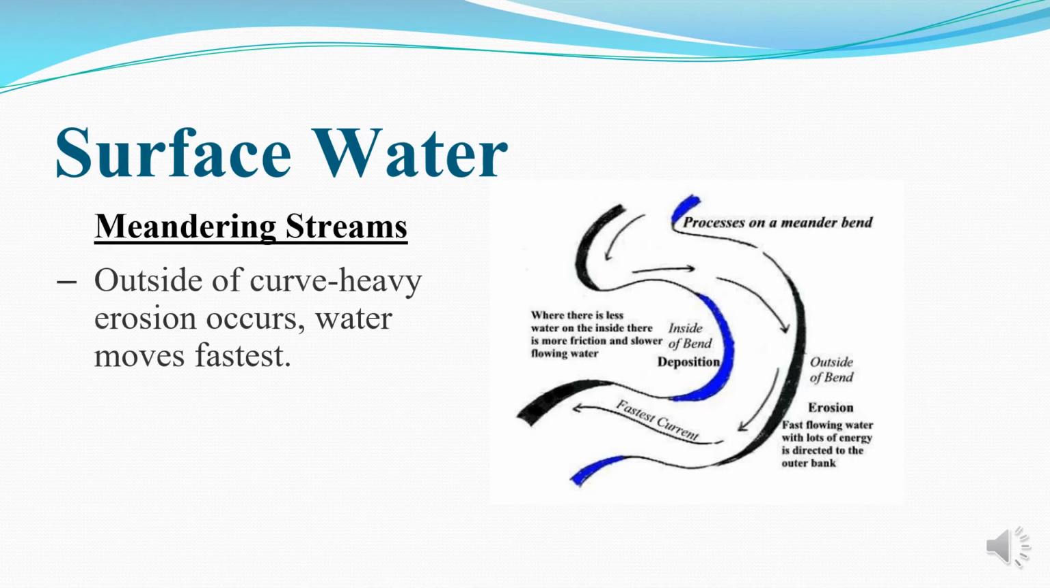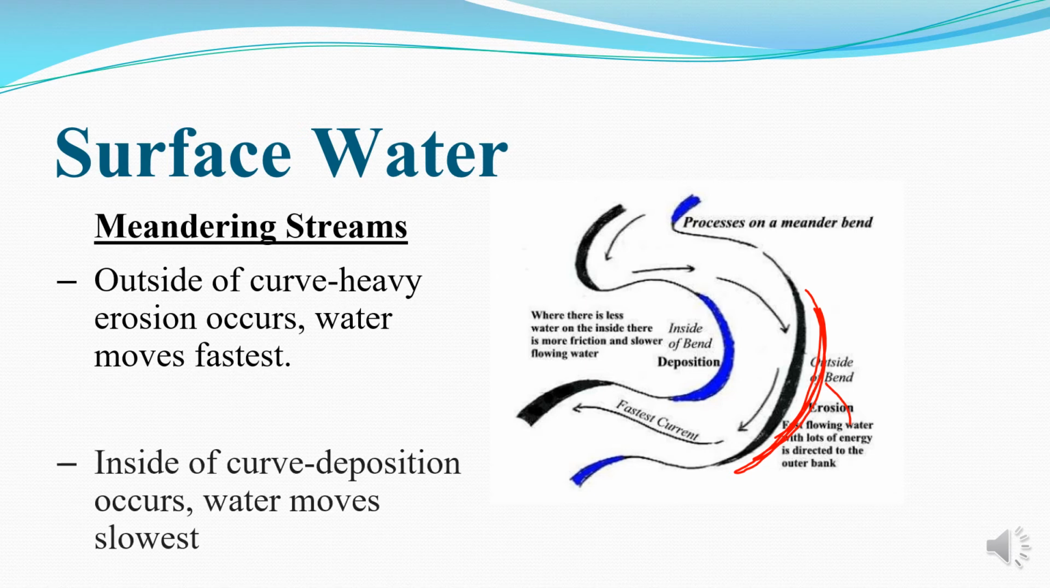Meandering: on the outside of a curve, there is heavy erosion and the water moves fastest. This is a big curve. The water moves faster around the curves, and we sometimes call them currents. Inside the curve, the water moves the slowest, right here. So on the outside, it moves the hardest.